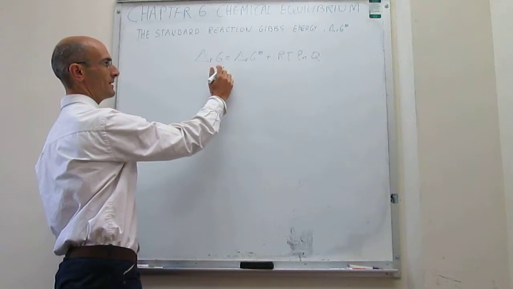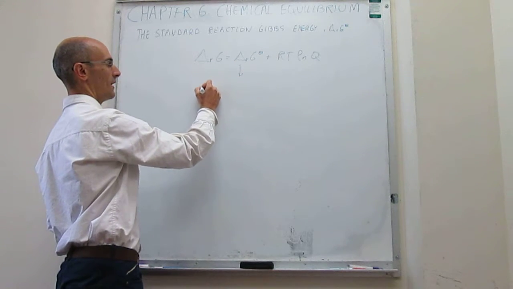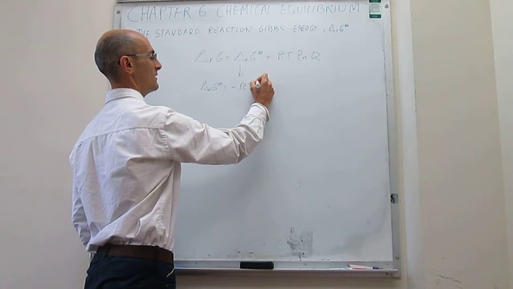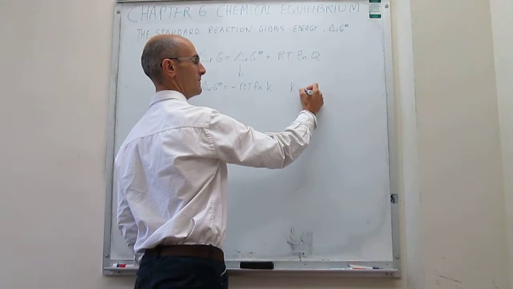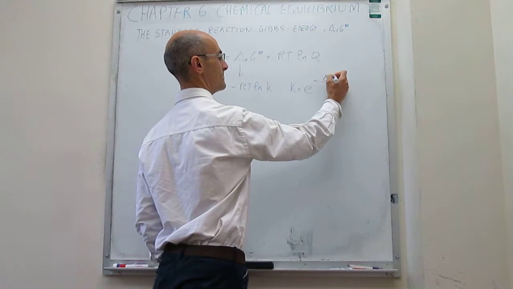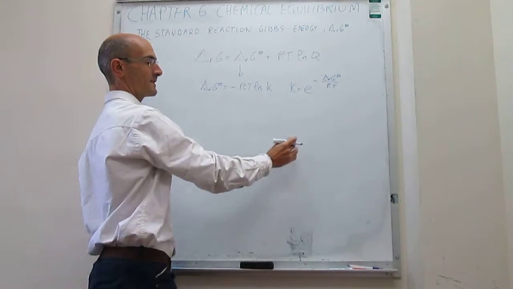We also have seen that this expression at equilibrium turns into the following: Delta r G naught is equal to minus RT natural log of K, the equilibrium constant. This is the dependence on the reaction molar Gibbs energy at the standard state.